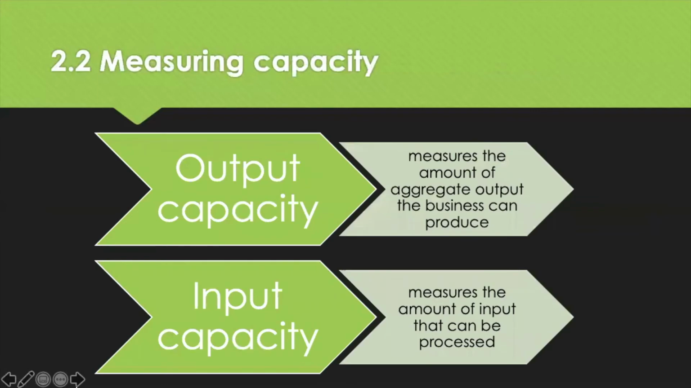Now, capacity can be expressed in terms of output and input. So the output capacity measures the amount of aggregate output the business can produce, whereas the input measures the amount of input that can be processed. So logistics cuts across the organisational boundaries and involves a wide range of stakeholders, such as customers, suppliers, government, public infrastructure. And logistics service providers can be tangible or intangible. So, for example, a tangible logistics provider would be a transporter or a warehouse provider, whereas an intangible one would be a forwarder or a financer or an insurance provider.